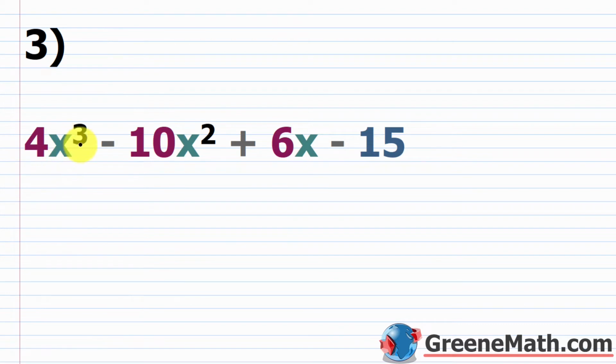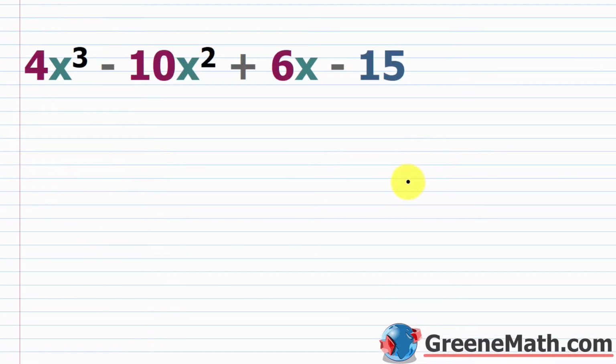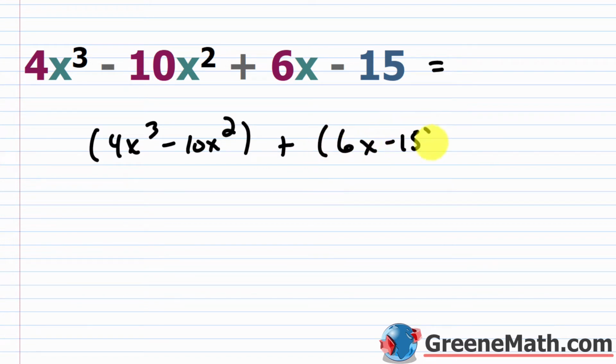So we have 4x cubed minus 10x squared plus 6x minus 15. What is the GCF? Well, again, it's 1. So let me look at this again. From just eyeballing it, I know it'll work with the first 2 and the last 2. So let's go 4x cubed minus 10x squared, and then plus, we'll have this 6x minus 15 like this.